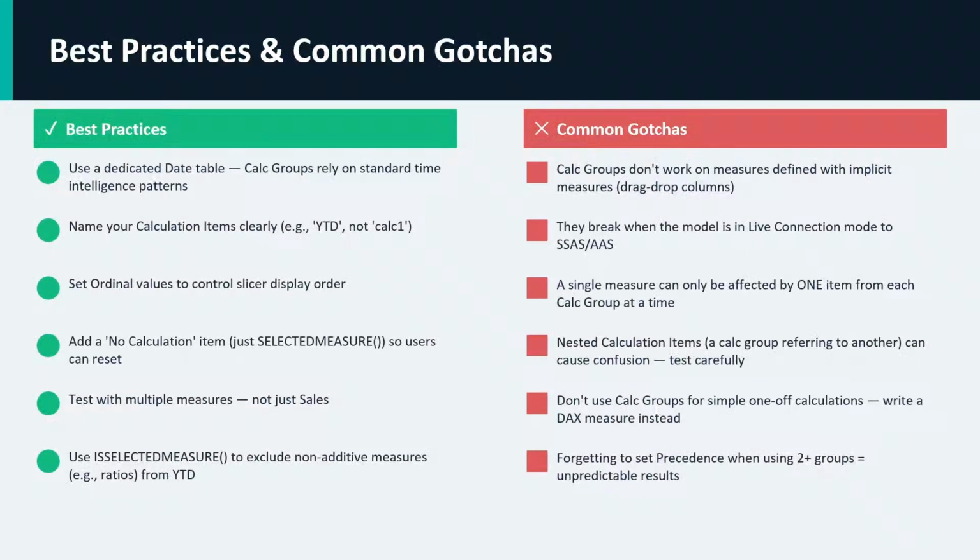Are you following? I will still do it though. Then you test with non-additive measures. Measures like profit margin, average price, they do not actually make sense when we wrap them inside date YTD. Are you following? They are ratios. They are non-additive. So that is selected measure. We use it to exclude them.